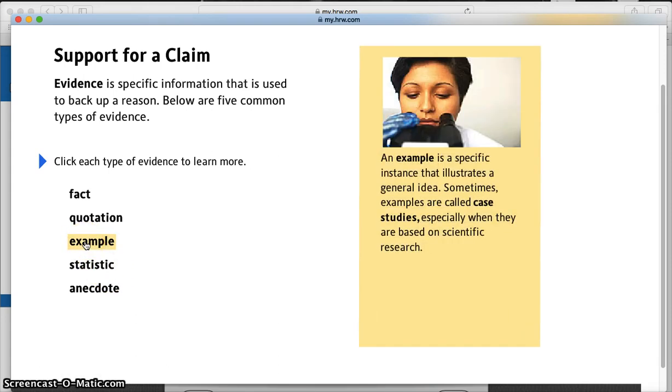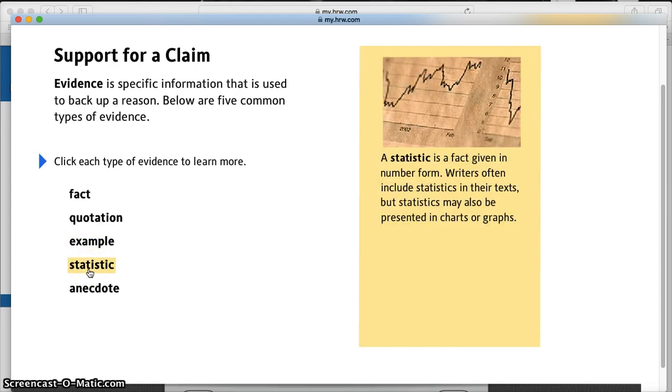An example is a specific instance that illustrates a general idea. Sometimes examples are called case studies, especially when they are based on scientific research. A statistic is a fact given in number form. Writers often include statistics in their texts, but statistics may also be presented in charts or graphs. So whenever you see evidence involving numbers, you can pretty much bank on the fact that it's a statistic.